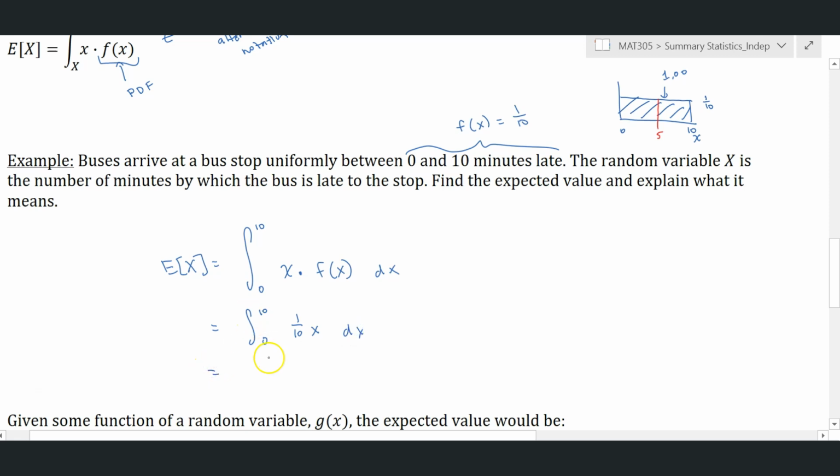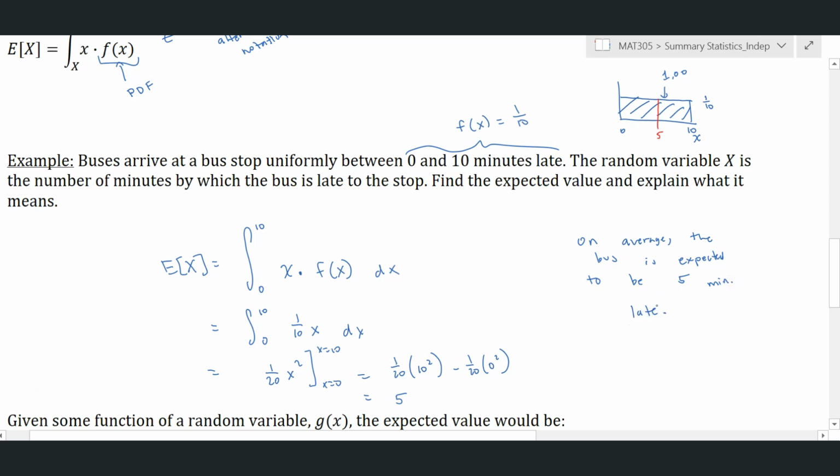dx. So integrate that. That'll give us 1/20 x squared. And now we need to evaluate that from x equals 0 to x equals 10. So we get 1/20 of 10 squared minus 1/20 of 0 squared. And that's going to be 100 divided by 20. And check that out. That is our average time. So on average, the bus is expected to be 5 minutes late.